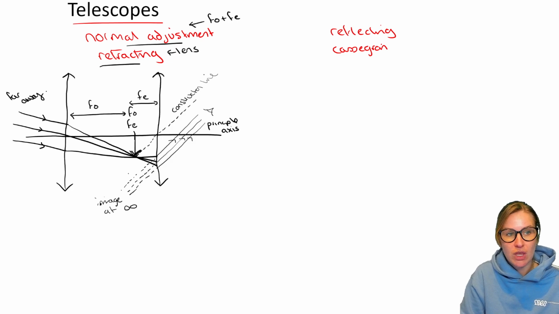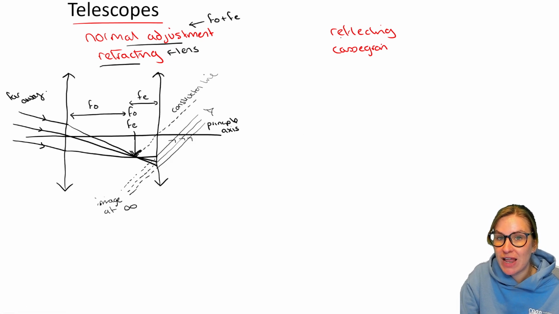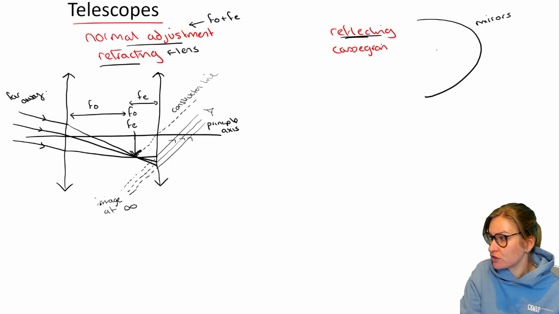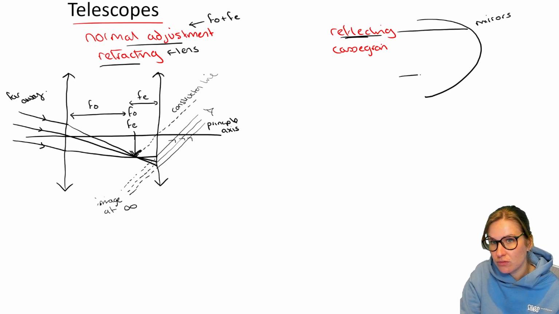The other type then is our reflecting telescope. Our reflecting telescopes are not lenses, they are mirrors, because they reflect things. And they used to be spherical in shape. What that means is when rays of light came in, what happens? They hit your mirror. So there's the back of the mirror. We draw our normal. The angle of incidence is equal to the angle of reflection.